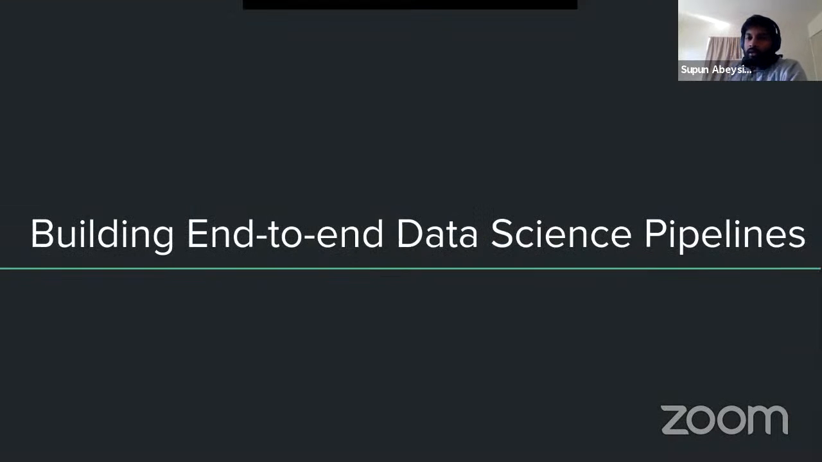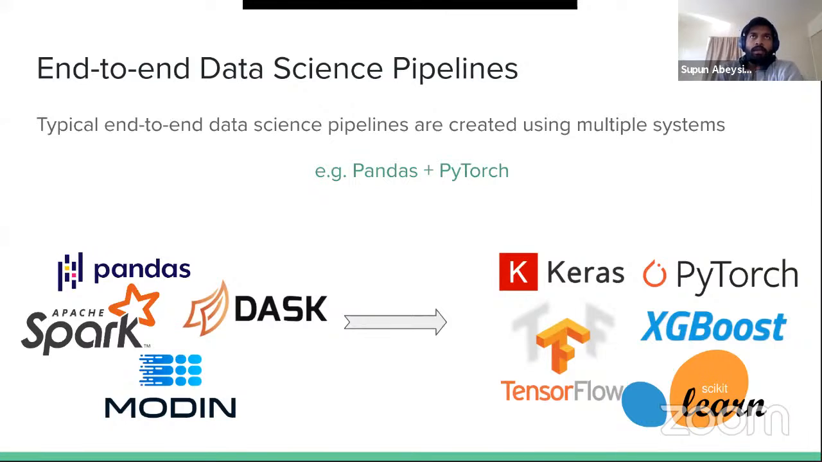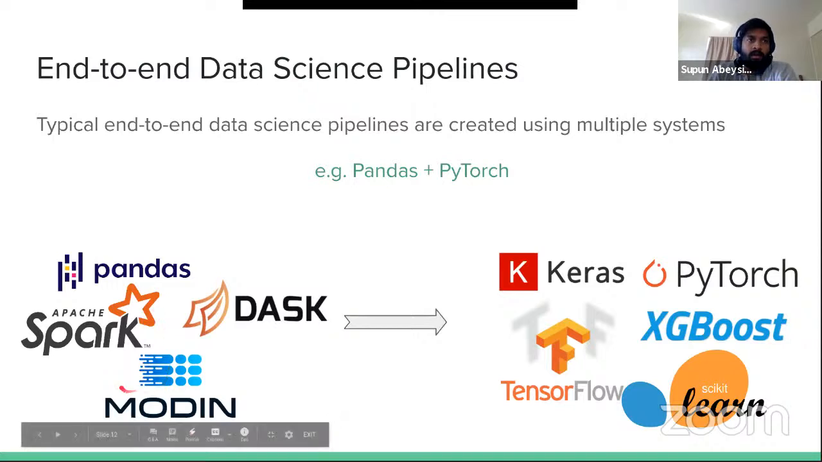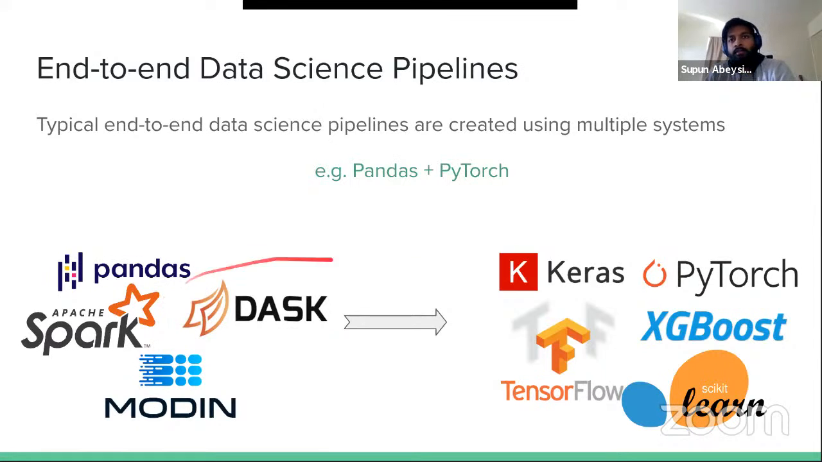So then let's look at how we can build end-to-end data science pipelines. Typically when we build these kinds of data science pipelines, we use different frameworks or systems. For instance, we use something like Pandas or Spark to do the data manipulation, and then we use a downstream machine learning framework like TensorFlow or PyTorch to handle the machine learning.